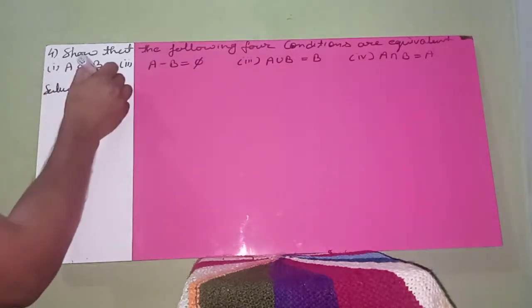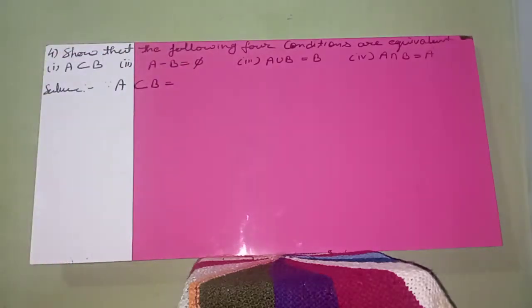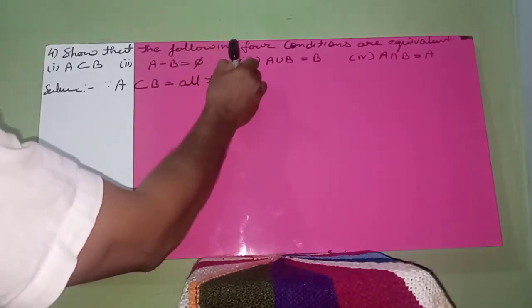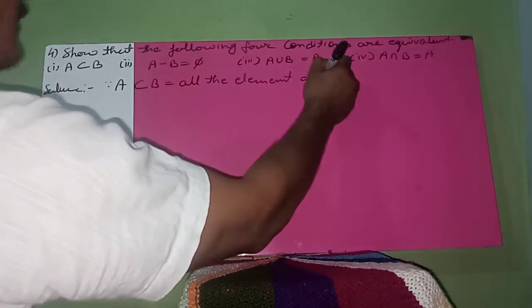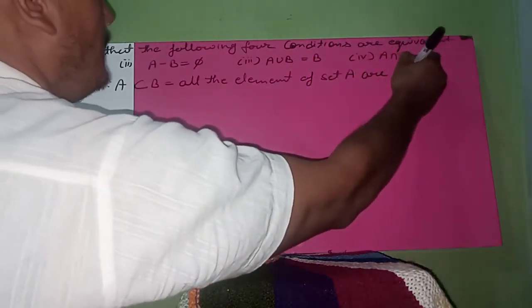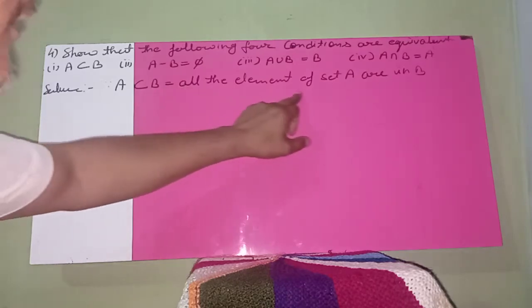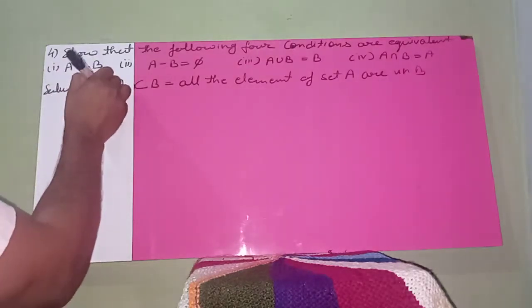Okay, because A is the subset of B, so what does it mean that A is the subset of B? All the elements of set A are in set B. So the meaning of A is the subset of B is all the elements of set A are in set B. That is our main first condition.